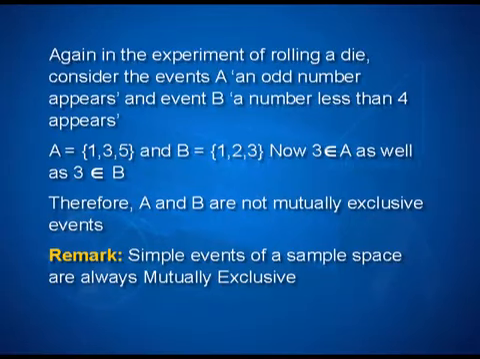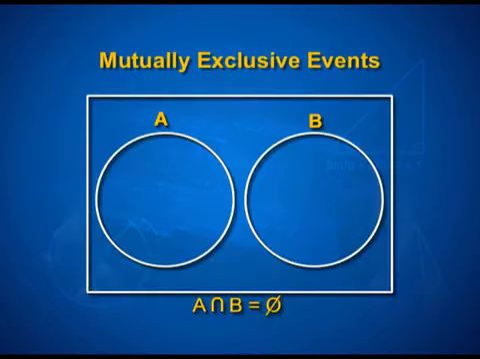There is a remark here for you. Simple events of a sample space are always mutually exclusive events. Here you can see in the picture, mutually exclusive events are shown by A and B. Here A intersection B is empty.